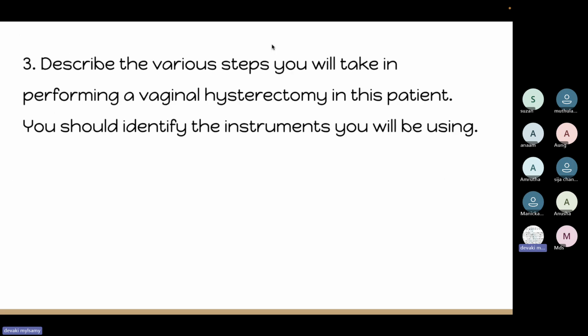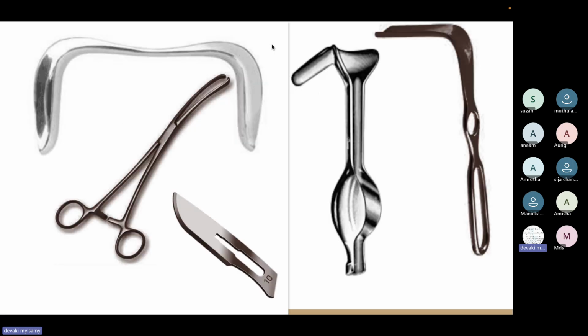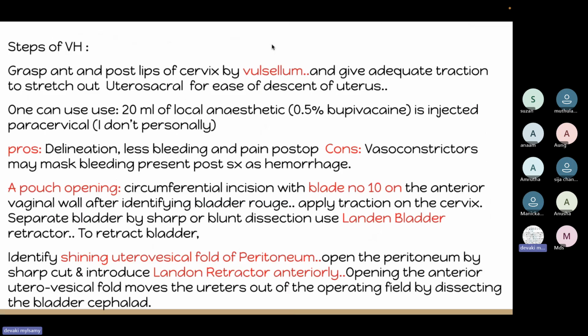Then describe the various steps you will be taking in performing a vaginal hysterectomy in this patient. Identify the instruments while performing. Whenever this task comes to you in the exam, please hold that specimen in a proper way. What we learn in our clinical exams, when we are passing our clinical exam during our MD MS core degrees, we used to hold that instrument in its proper anatomical position, so you have to hold those instruments appropriately.